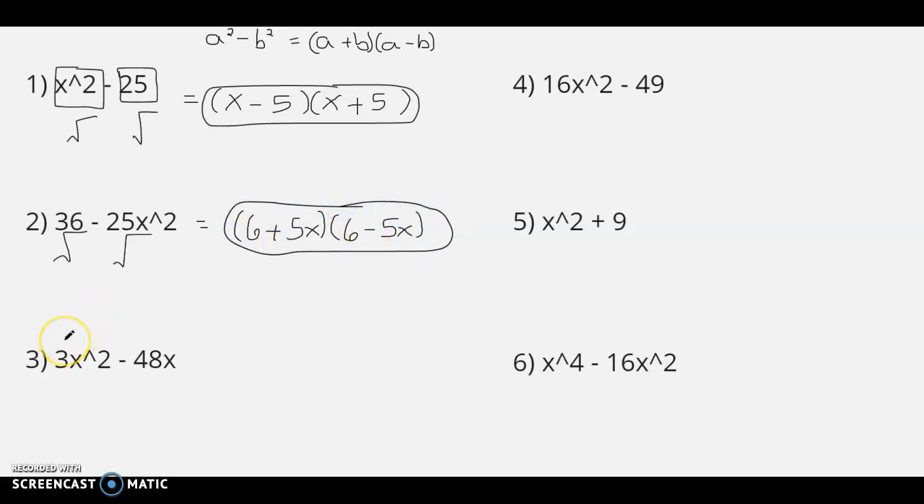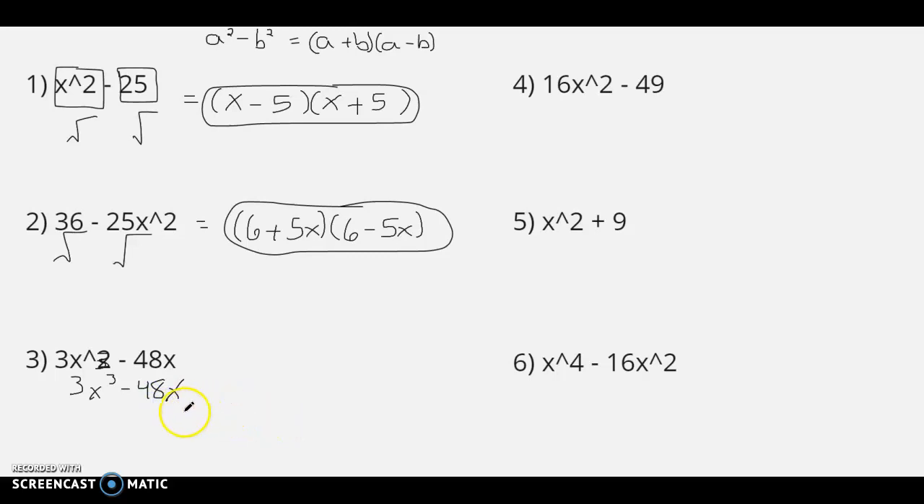Now look at number 3, it's a little bit different. Notice 3 and 48 are not perfect squares. However, actually I think we had a typo here. This should be a third power. Okay, so let me write this again. 3x to the third minus 48x.